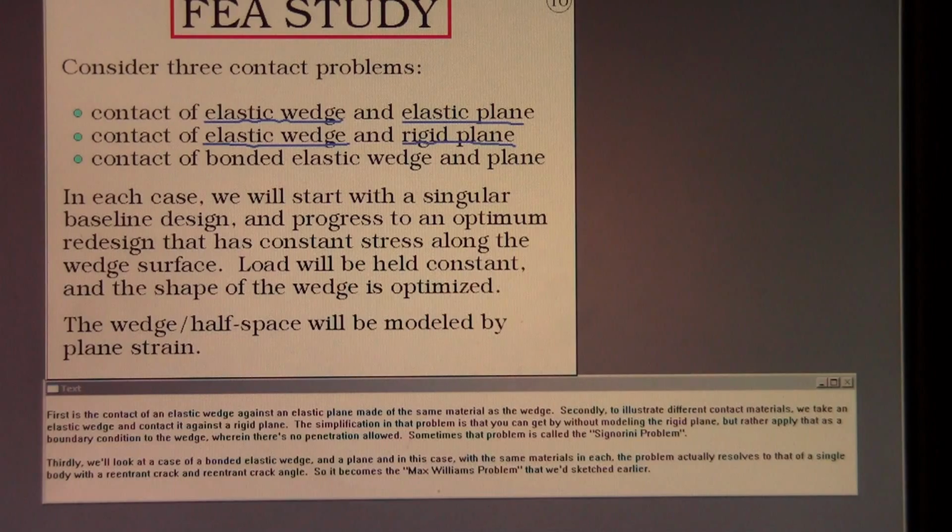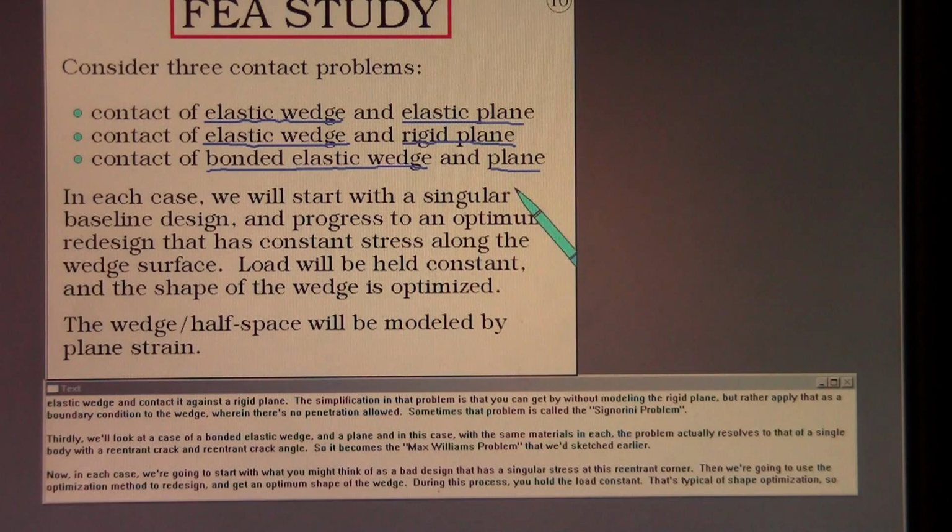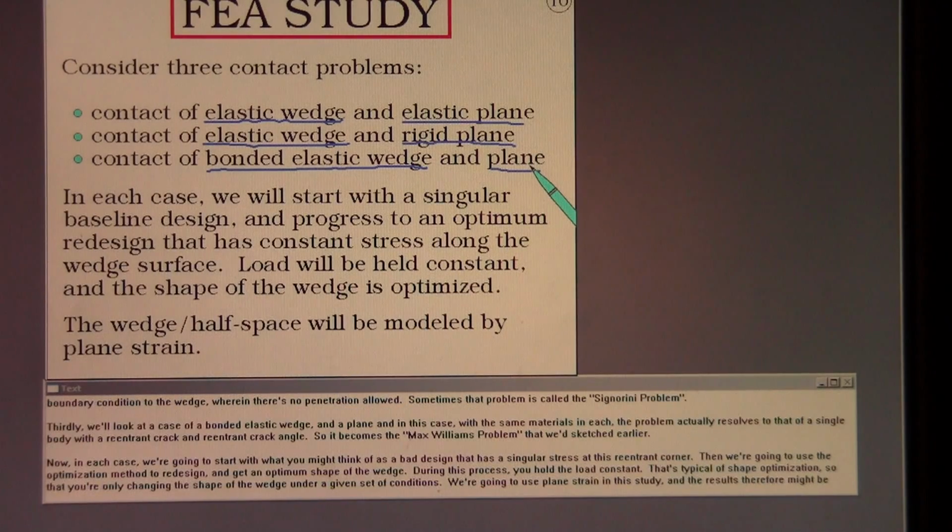The simplification in that problem is that you can get by without modeling the rigid plane, but rather apply that as a boundary condition to the wedge, wherein there's no penetration allowed. Sometimes that problem is called the Signorini problem. Thirdly, we'll look at a case of a bonded elastic wedge and a plane. And in this case, with the same materials in each, the problem actually resolves to that of a single body with a reentrant crack and reentrant crack angle. So it becomes the Max-Williams problem that we'd sketched earlier.